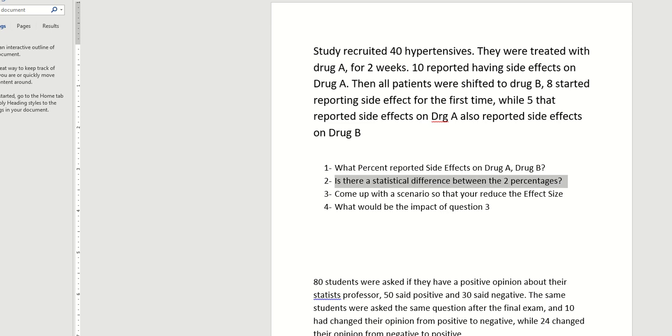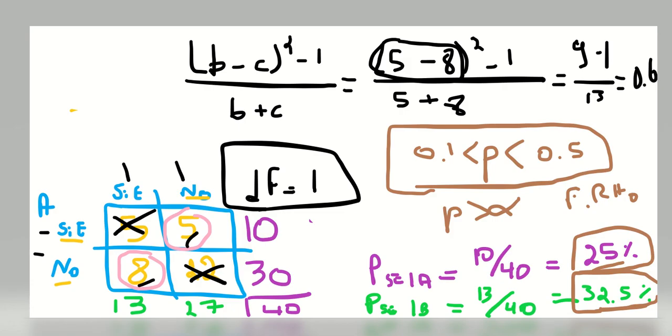Come up with a scenario that would reduce your effect size. All right, so let's look again at our example. What is the effect size? Remember, the effect size is the observed difference, meaning the difference between 25% and 32.5%.